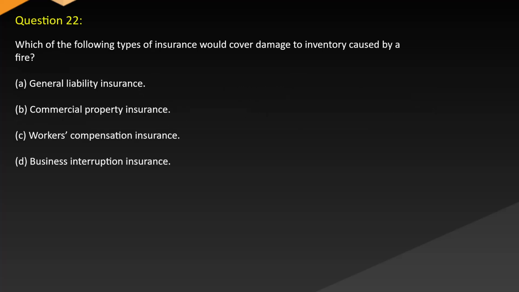Question 22. Which of the following types of insurance would cover damage to inventory caused by a fire? A. General liability insurance. B. Commercial property insurance. C. Workers' compensation insurance. D. Business interruption insurance.